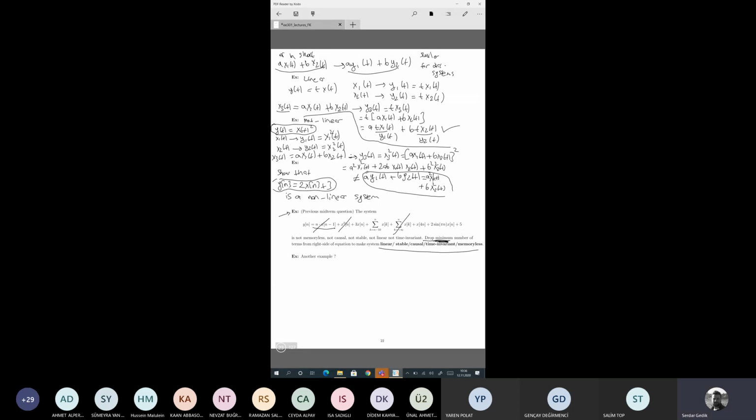As another example, I ask you to determine the properties of the system y of n equals real part of x of n.